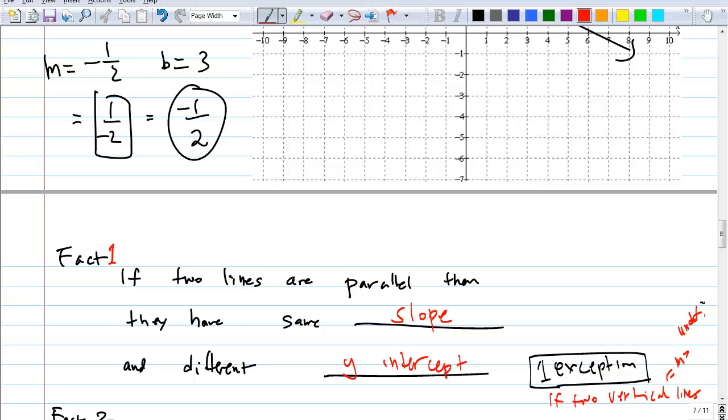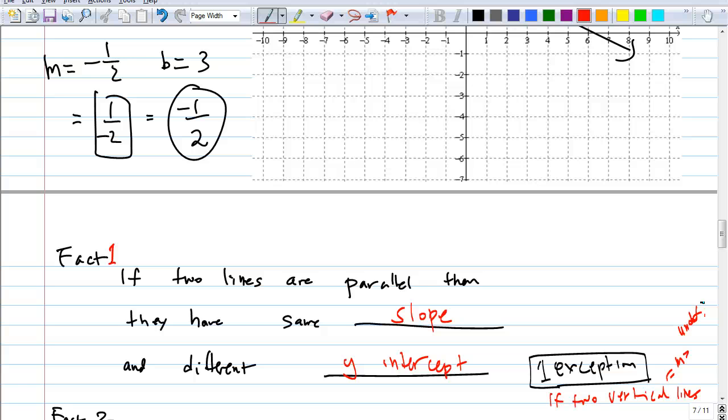X-intercept is correct. Why? If the two lines are vertical, of course, they will be parallel if they don't have the same x-intercept. Yeah, why not? Then they'll be the same line again. They'll be on top of each other, exactly. Does that make sense? Yes?